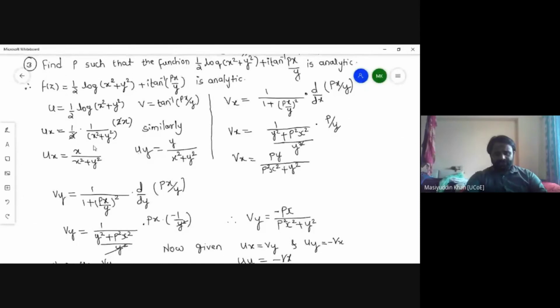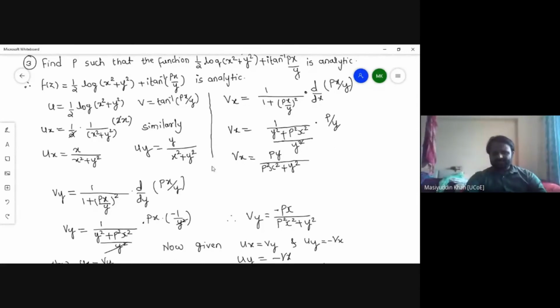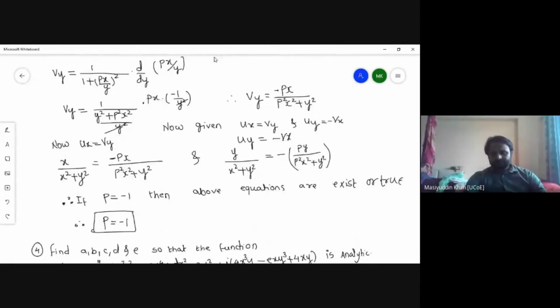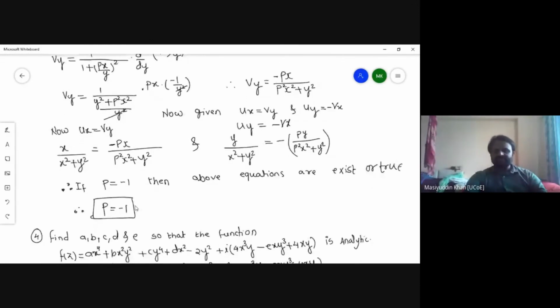Now here you don't need to differentiate all four parts. You have to take two derivatives. Ux is equal to vy, or uy is equal to minus vx. So we just have to compute this part because the given function is analytic. While computing all these parts, if p is equal to -1, then the above equations are exact. If you substitute p is equal to -1 here, then the above equation must hold true. Therefore we calculated p is equal to -1.